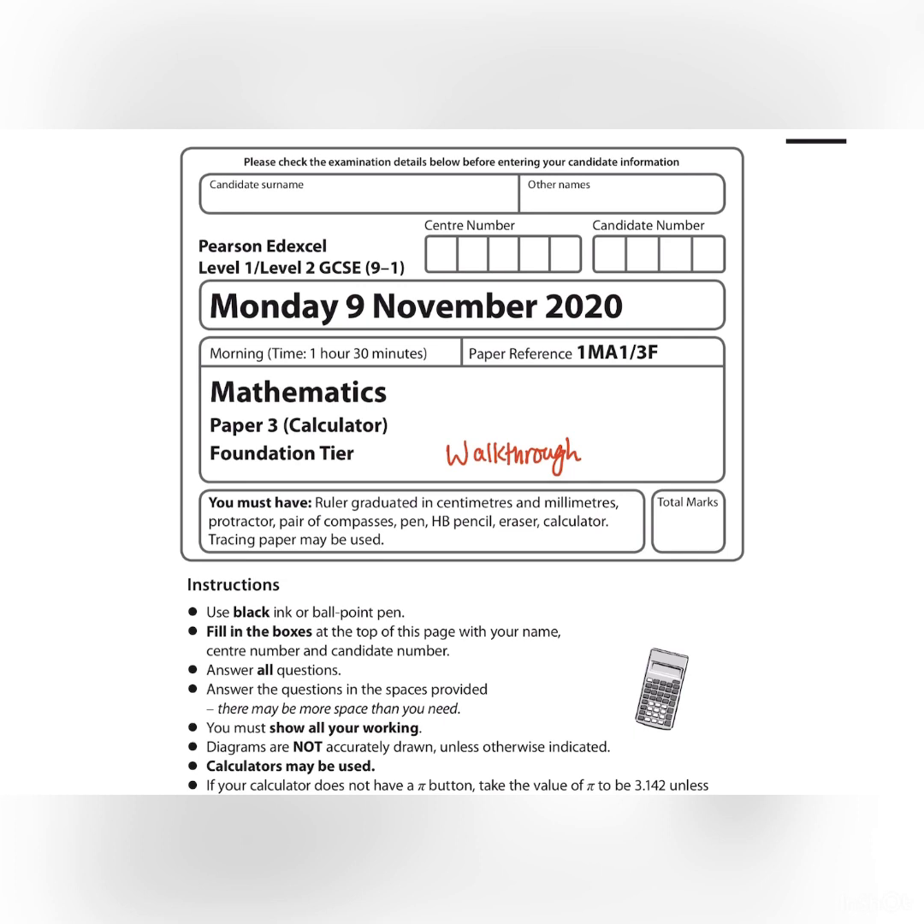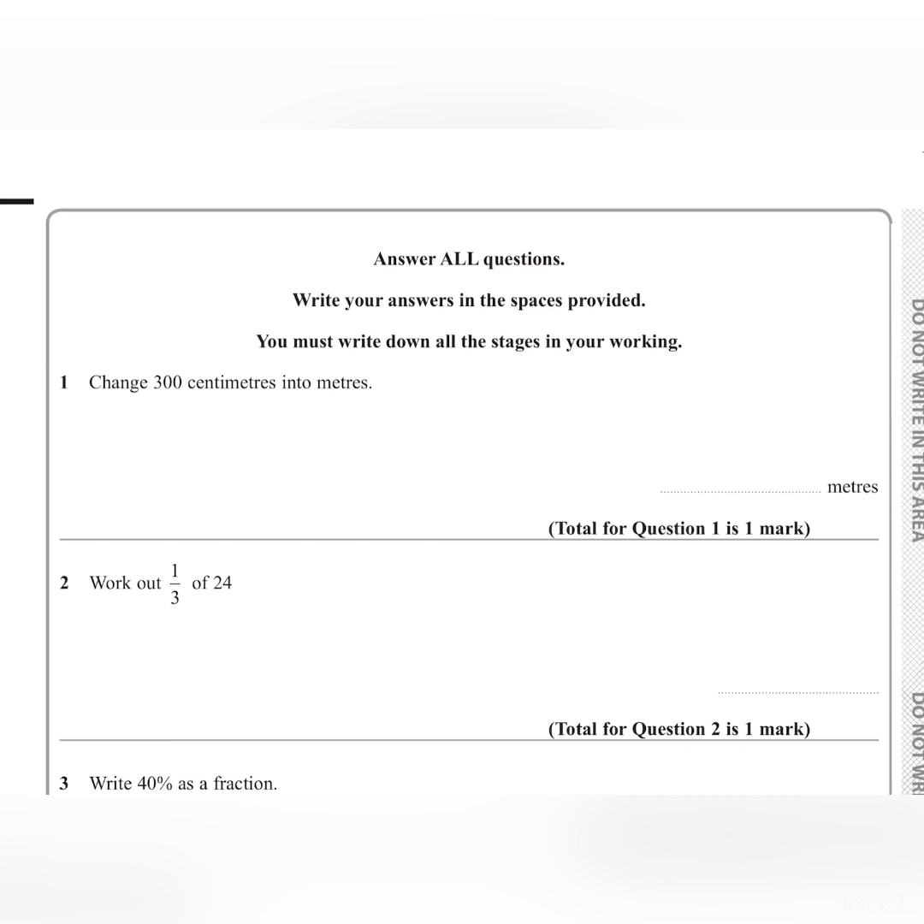So it's a calculator paper, and let's go straight to question number 1. And it says change 300 centimeters into meters. Well, there are 100 centimeters in 1 meter, so 300 divided by 100, that is 3 meters.